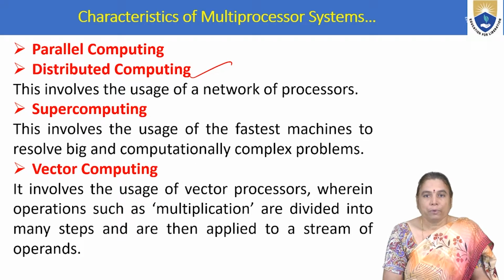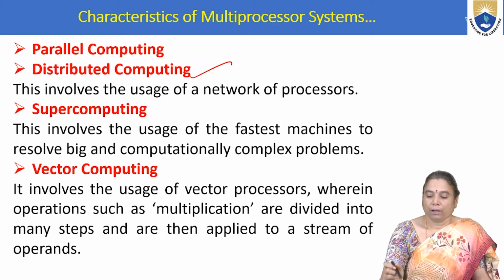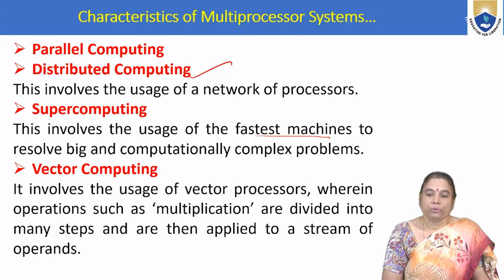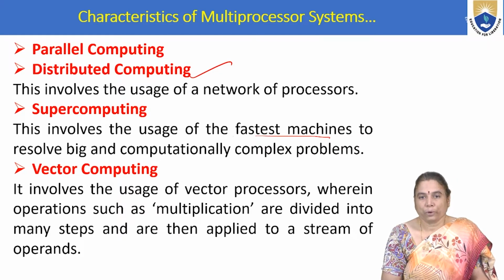And the multiprocessor system can support supercomputing. So the fastest processing of large volumes of data can be done with the help of supercomputing. Thereby the throughput can be increased. So multiprocessor systems can support supercomputing.